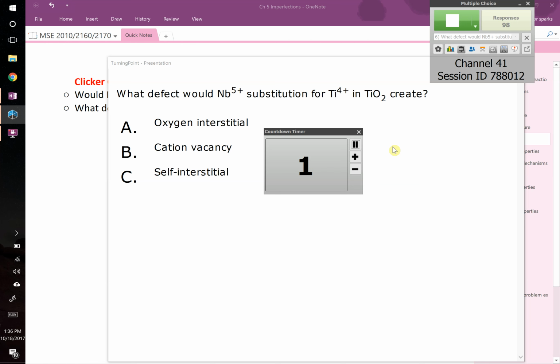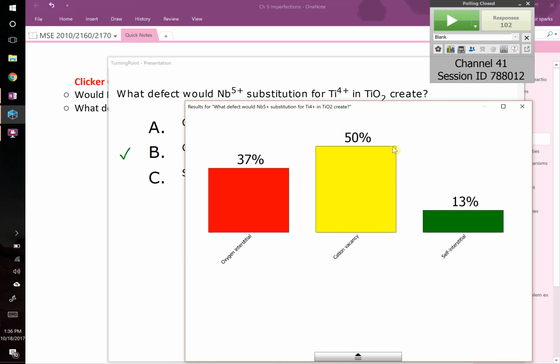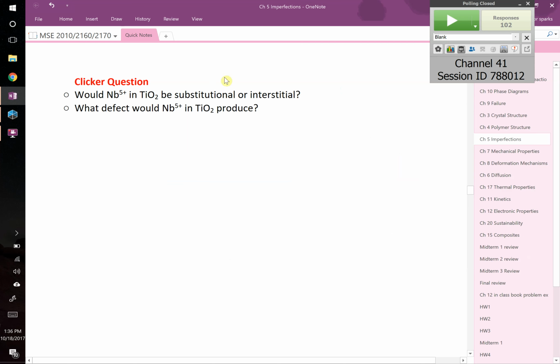Okay, what's it going to be, A, B, or C? It was definitely B, right? So you put in something that was more positive than the atom that it was replacing. So you're building up excess positive charge. So you can either do an oxygen interstitial, not likely, because that's going to be crowding another atom in, or get rid of one of your other cations, right? So because of this, this creates what we call non-stoichiometric compounds, right?